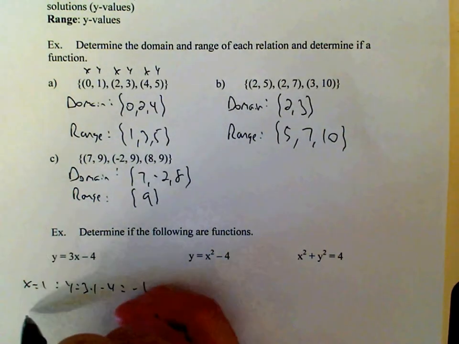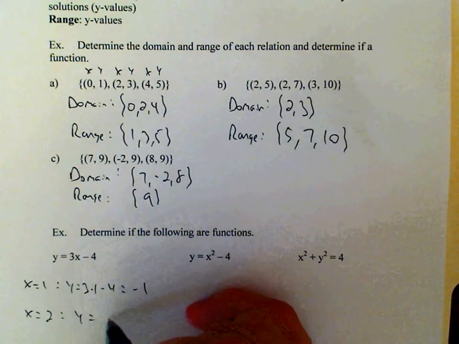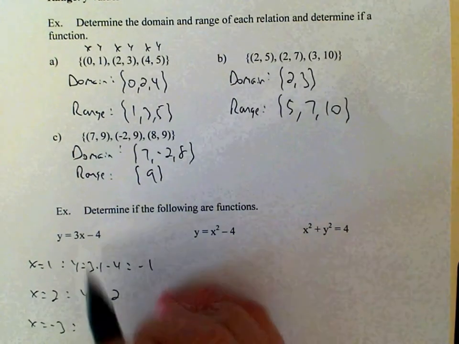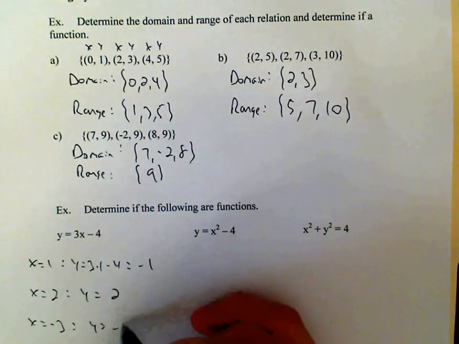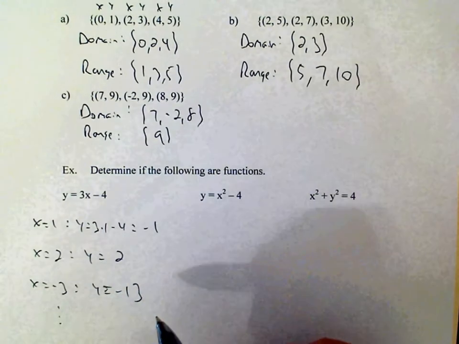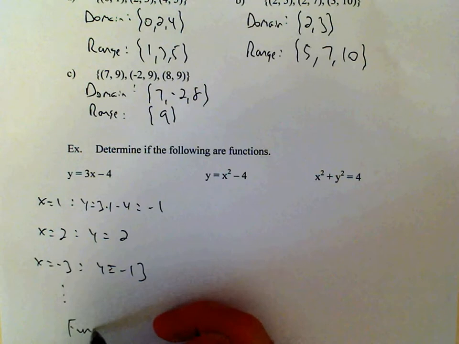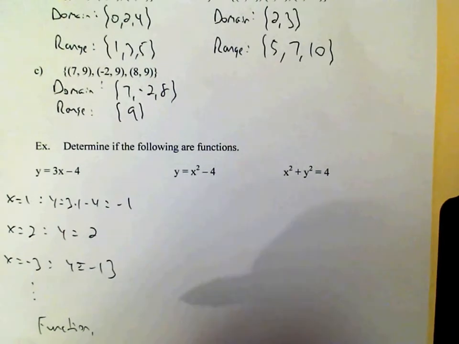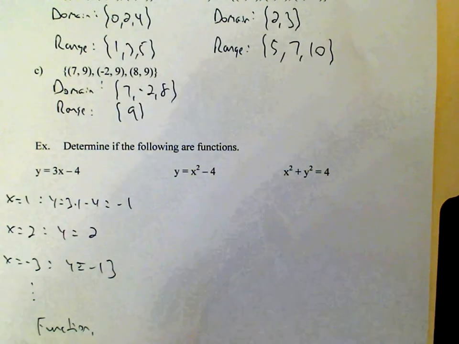If I let x be 2, I'm going to get 3 times 2 is 6. 6 minus 4 is 2. If I let x be negative 3 and I substitute it in, I get 3 times negative 3 is negative 9. Negative 9 minus 4 is negative 13. So each time I throw in any x value, I'm always going to get exactly one y value. So this is a function, because for each x I can only get one y value. Now we'll show you an easier way in just a second, but this is the way you're expected to look at it for now.